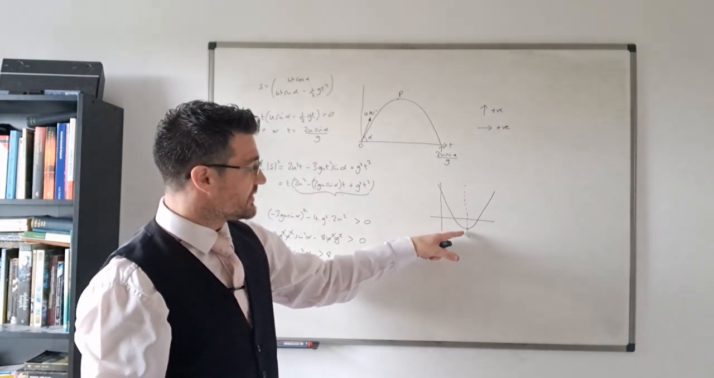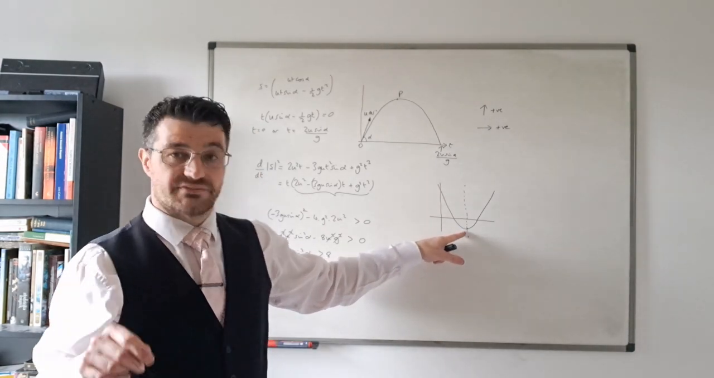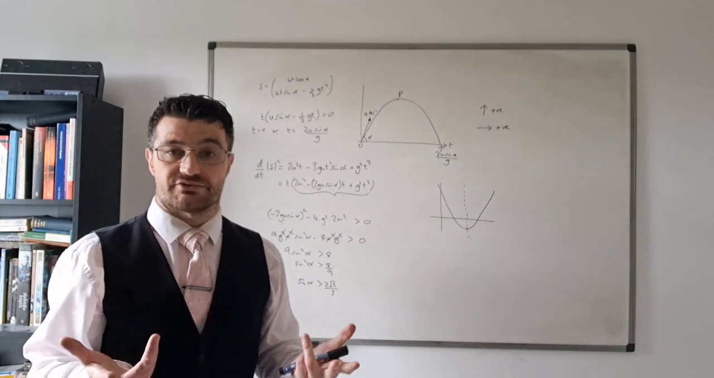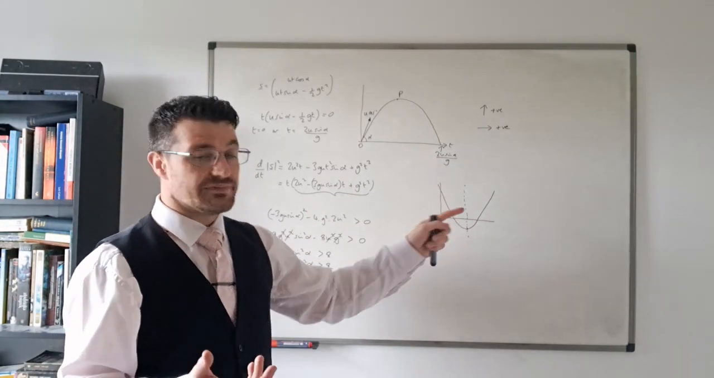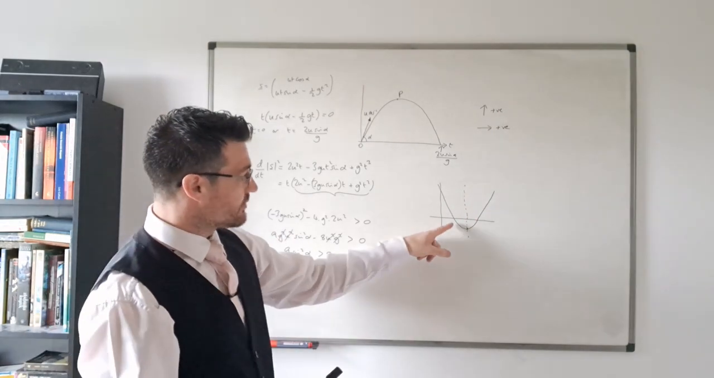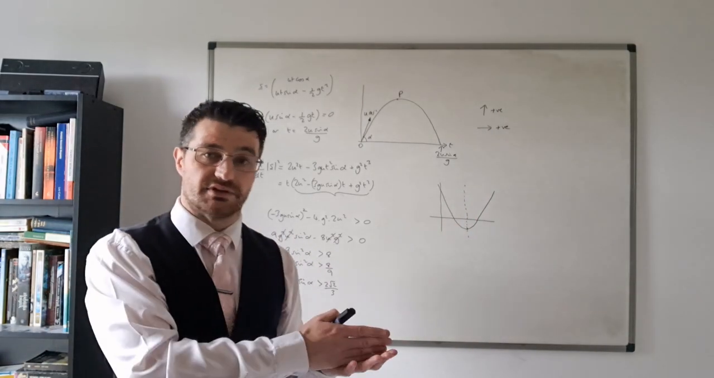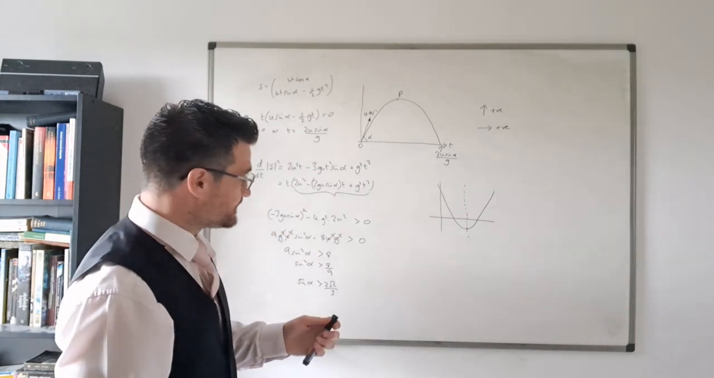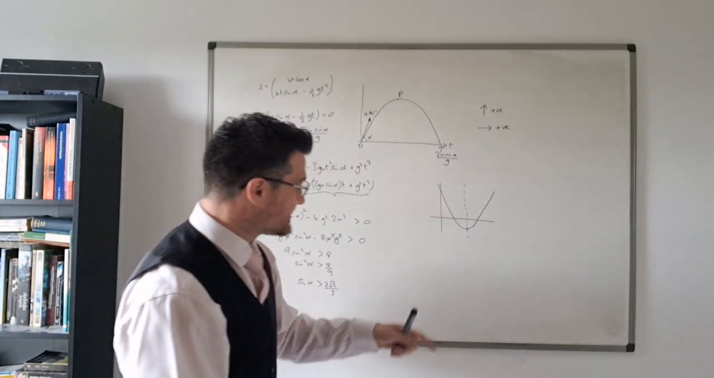The minimum point, if the function is negative, the vertex must be below the horizontal axis. And if I can show that this occurs at a value of t that is less than this value of t, then I've cracked it. I don't even need to worry where the roots are. I know that at least one of the roots then is definitely going to be less than this. So how can I find that?